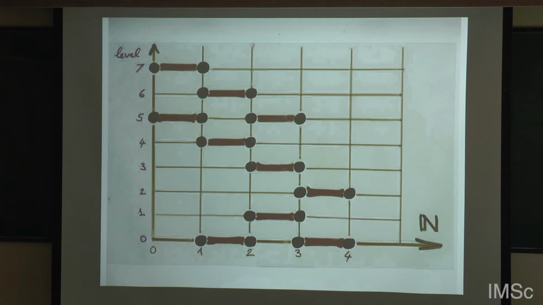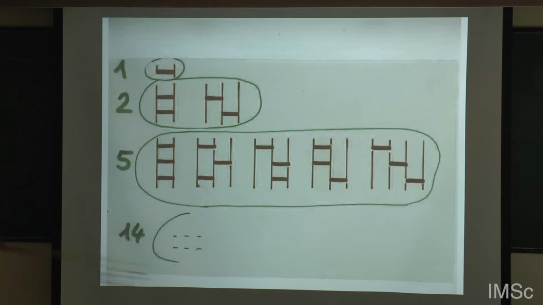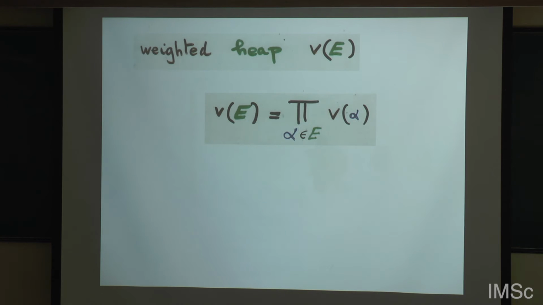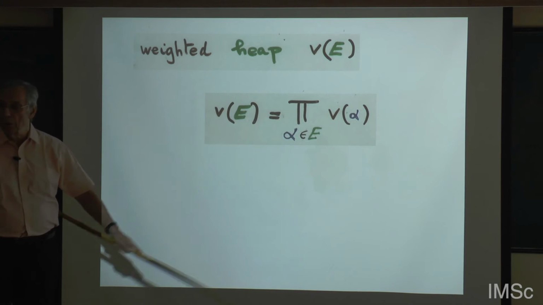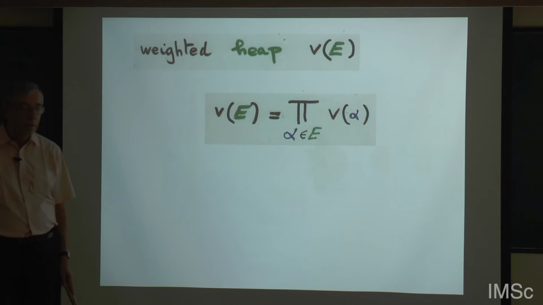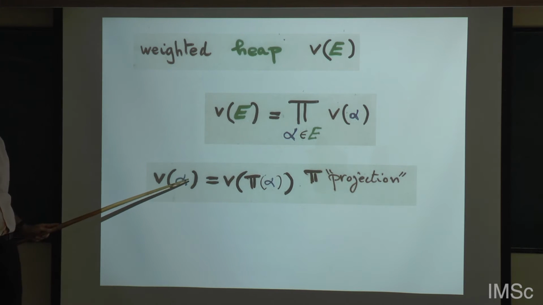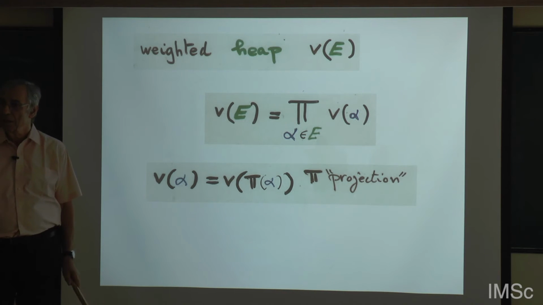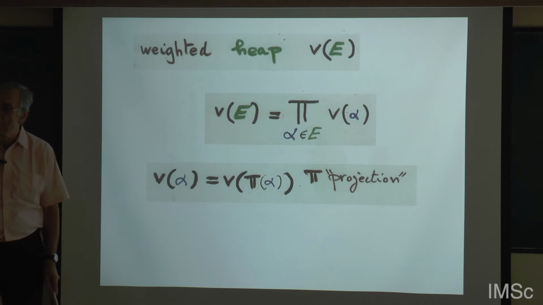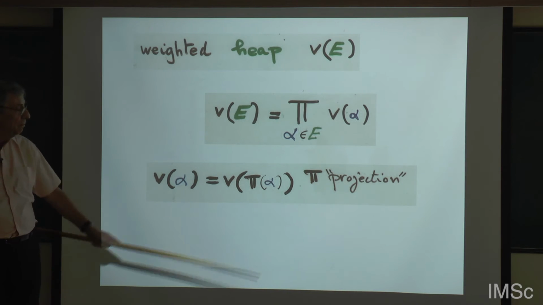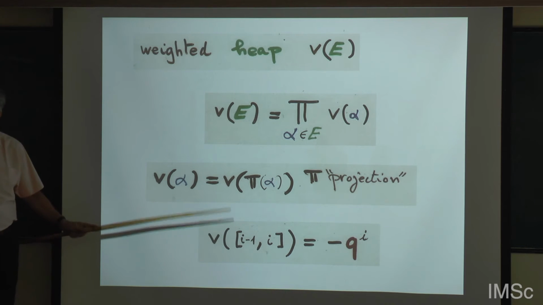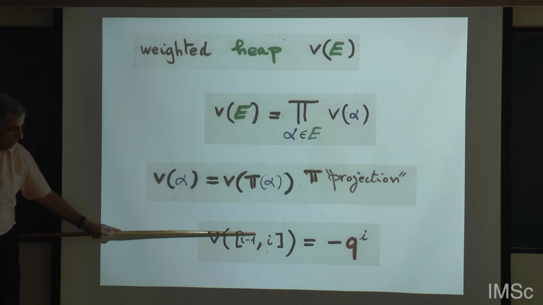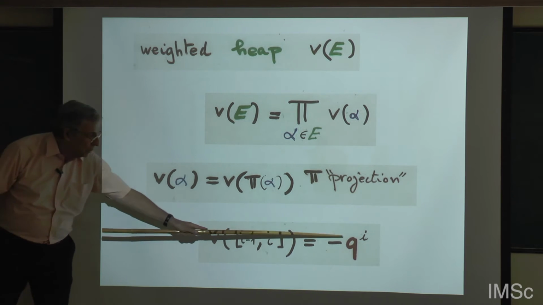Now I am going to put some weight on the dimers. The weight of the heap is going to be the product of the weight of each individual piece, and the weight of a piece in the heap does not depend on the level. It's only the weight of the projection. You take the projection of the piece on the floor level, and then you put a weight for this; we call these the basic pieces. So I will take the projection of all these heaps of dimers to be dimers i minus 1, i. I will put a weight minus q to the power i.